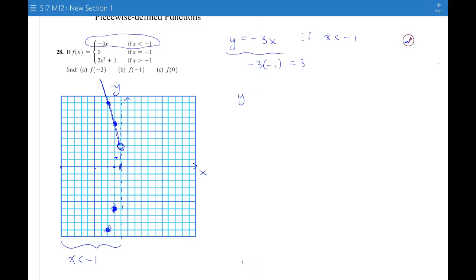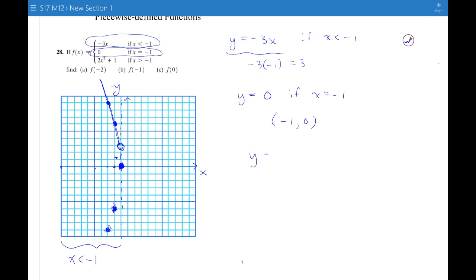Now it says y is 0 if x equals negative 1. So this says the point negative 1, 0 is a point on the graph. So that's where the dot goes. And do you see why you can't have two dots right above each other? Because then you would fail the vertical line test. Okay, so that's this part right here.